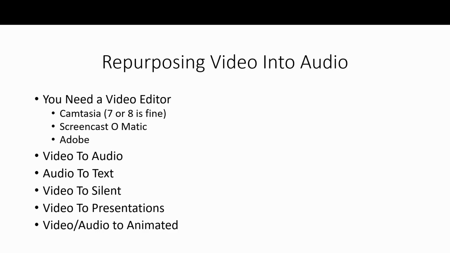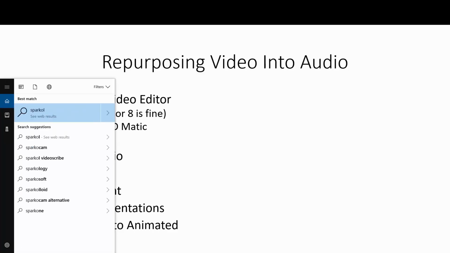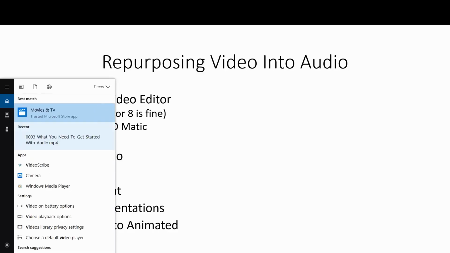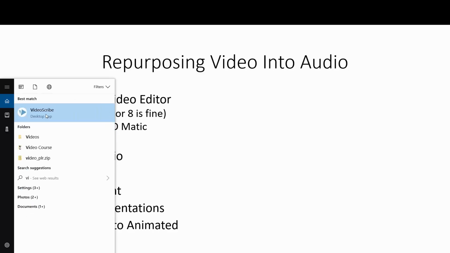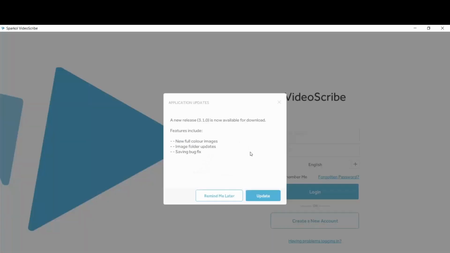So now what we want to do is turn that video or audio into animated video. In order to do that, you're going to need some kind of animation software. In this case, I'm going to be using Sparkle. I know a number of you probably have something like Easy Sketch Pro. Either way, it doesn't really matter which one you use. The process is going to be the same. I'm going to open up Sparkle, and we're not going to update this.